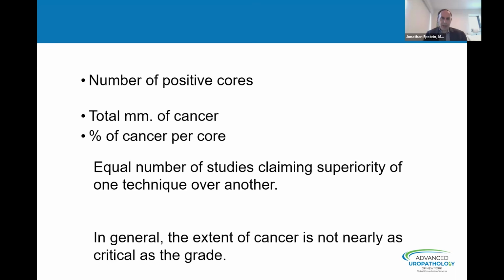In addition to the number of positive cores, you try to give a measurement, either how many millimeters of cancer there are or the percentage of cancer per core. There's no real right way, one way or another, to do that. A lot of studies have shown they're about equivalent, but you may see different reports, one doing millimeters of cancer, the other doing percentage of cancer per core. Again, both are fine. But what I would emphasize, in general, is that the extent of cancer is not nearly as critical as the grade. So for the most part, when you're reading your pathology report, don't focus too much on the extent, look more at the grade.